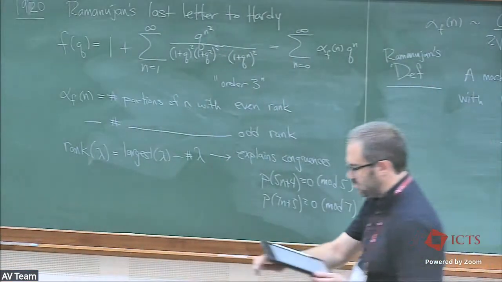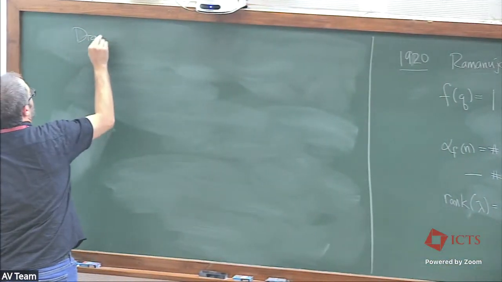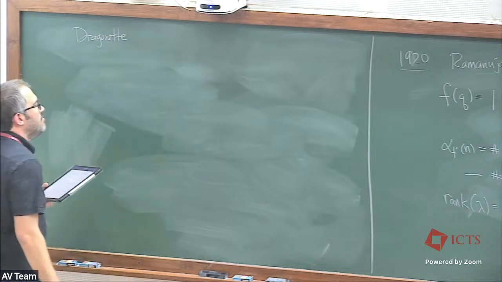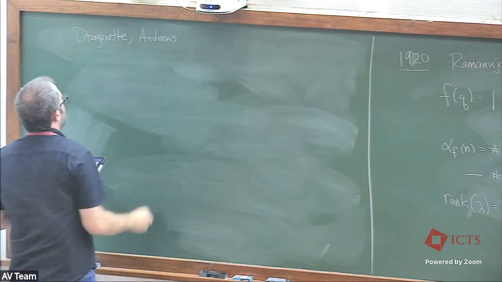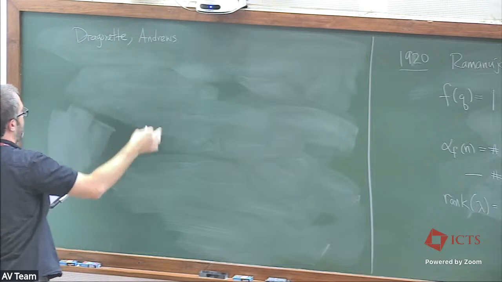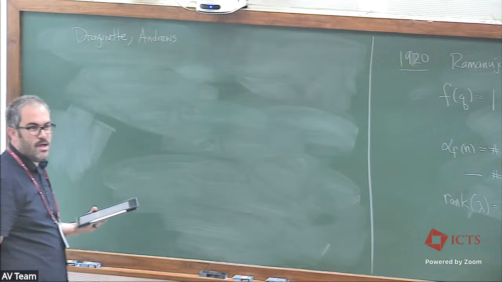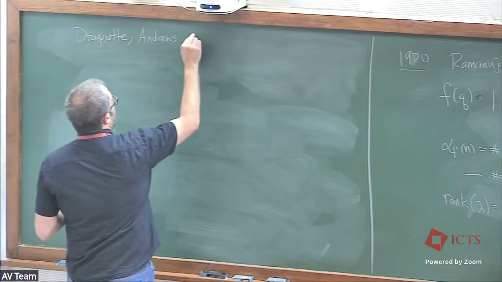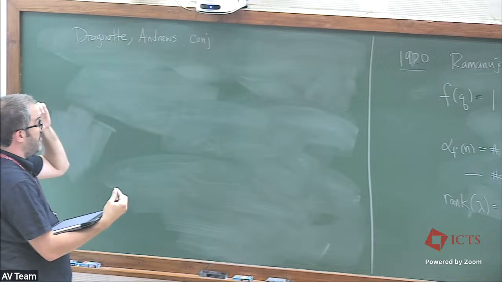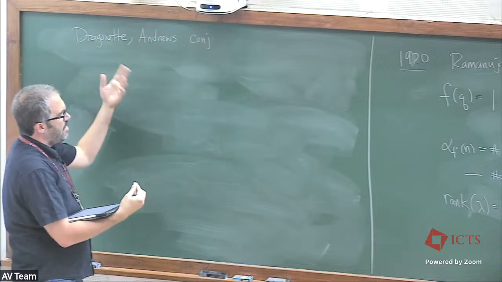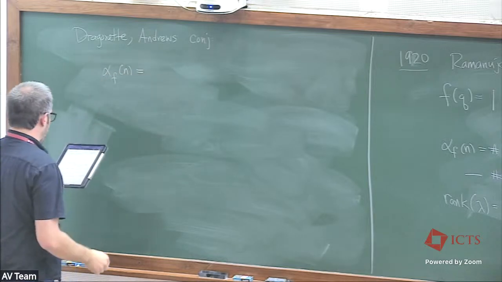So let's talk about this Dragonette thing that I said. This would have been in the mid-50s, I think, and then Andrews later in the 60s. This was Dragonette's PhD thesis, followed by George Andrews' PhD thesis. They were students of Rademacher, so maybe what I'm about to write down is not too surprising. They conjectured, so Dragonette wrote down an asymptotic formula for alpha of n. Andrews beefed it up and came up with what he thought was an exact formula for alpha of n.